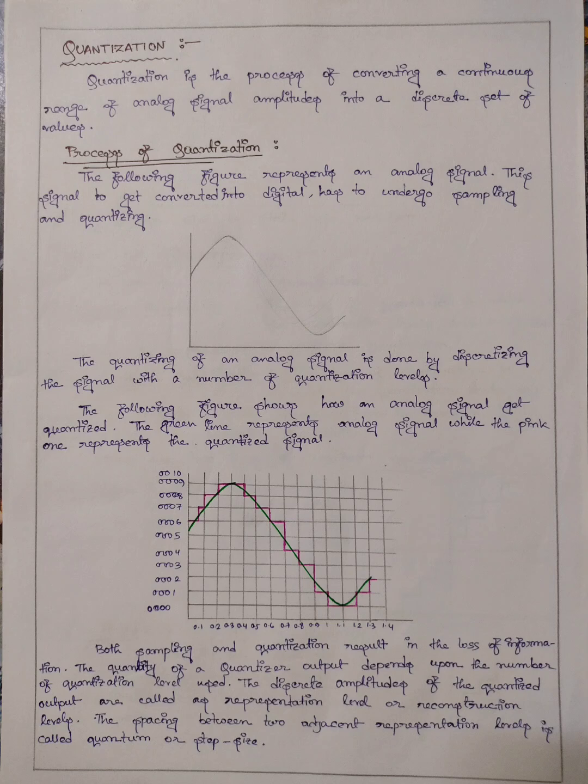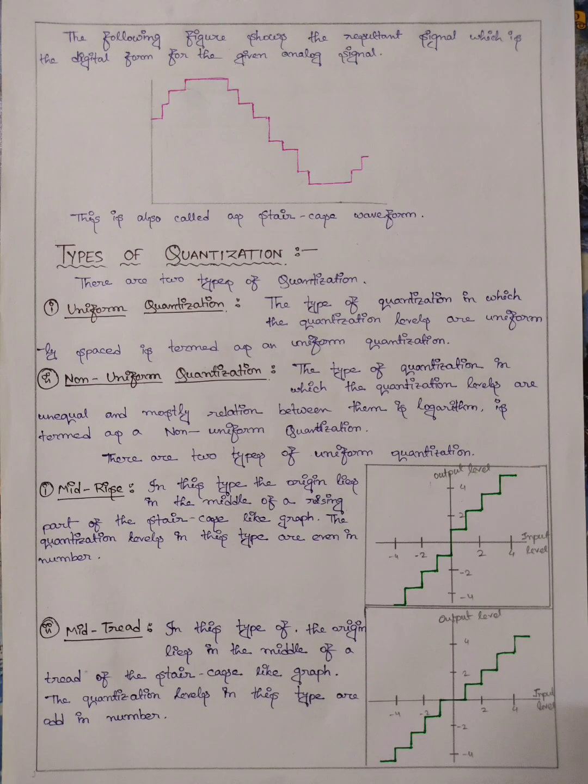Both sampling and quantization result in the loss of information. The quality of a quantizer output depends upon the number of quantization levels used. The discrete amplitudes of the quantized output are called representation levels or reconstruction levels. The spacing between two adjacent representation levels is called the quantum or step size. The following figure shows the resultant signal, which is the digital form of the given analog signal. This is also called a staircase waveform.